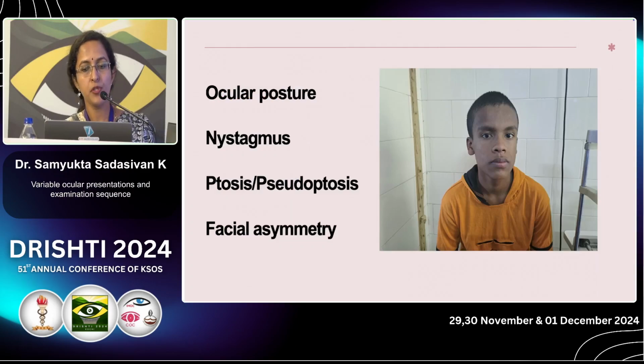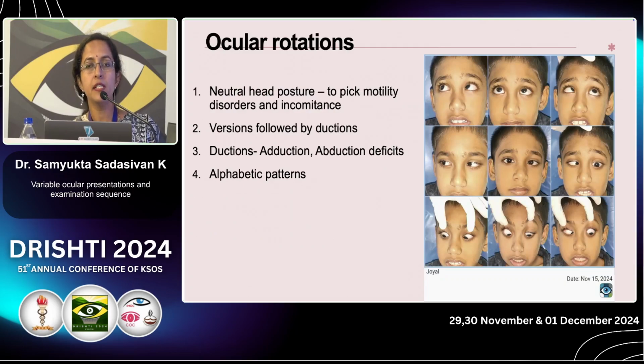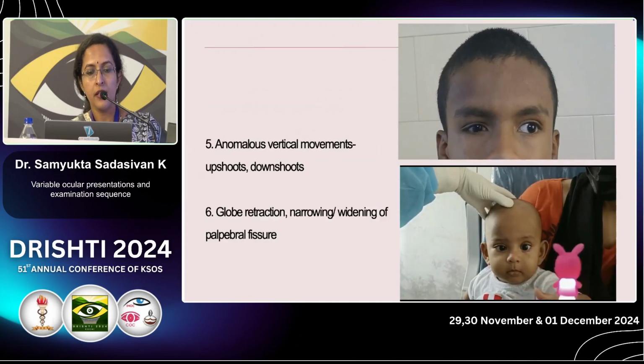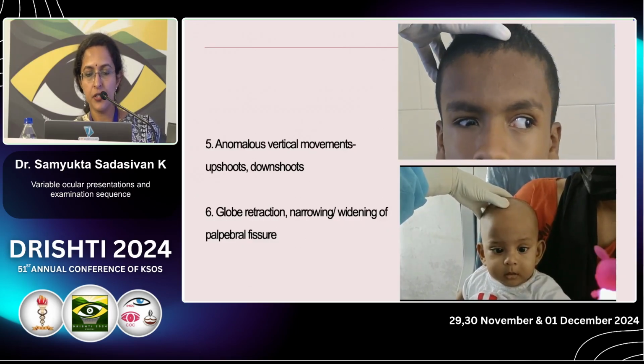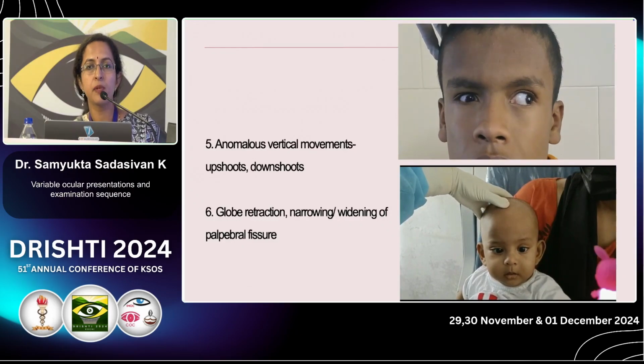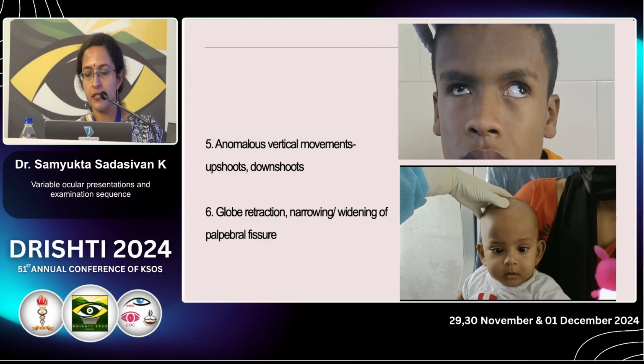Document the ocular posture, presence of nystagmus, ptosis, pseudoptosis, facial asymmetry, if any. Now, ocular rotations, this is the cornerstone in diagnosing and differentiating DRS from similar clinical entities. Do it in neutral head posture, and a thoroughly done ocular motility examination will help to pick associated motility disorders, incomitance, alphabetic patterns, etc. Versions to be checked first, followed by ductions, all the deficits to be noted here. And you can on the spot take an iPhone image to have a reference later on. Now, all these anomalous vertical movements, overshoots, globe retraction, narrowing and widening of palpebral fissure, all these things become evident at the end of your ocular motility pattern examination.